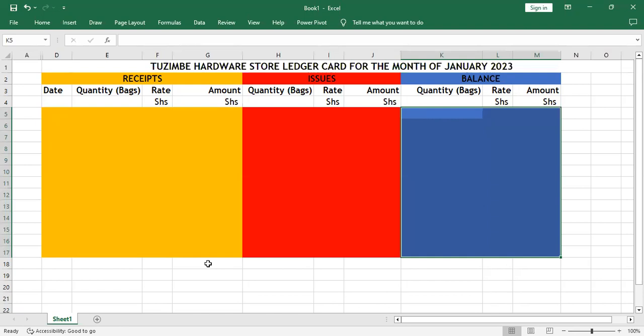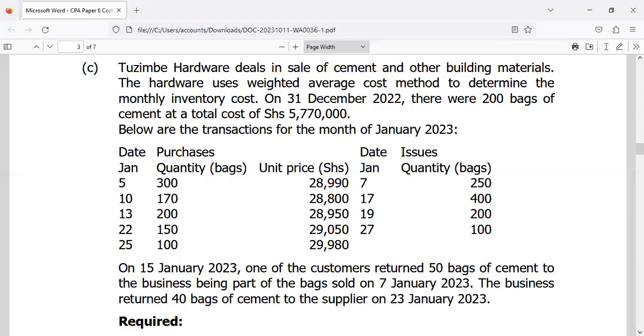Now you will start by entering the opening balances. You'll start with the opening balance, which you have to enter. This is on 1st January 2023. So I'll come here under the date column and put 1st. Now we have the balance. We have some bags of cement initially. We have 200 bags.